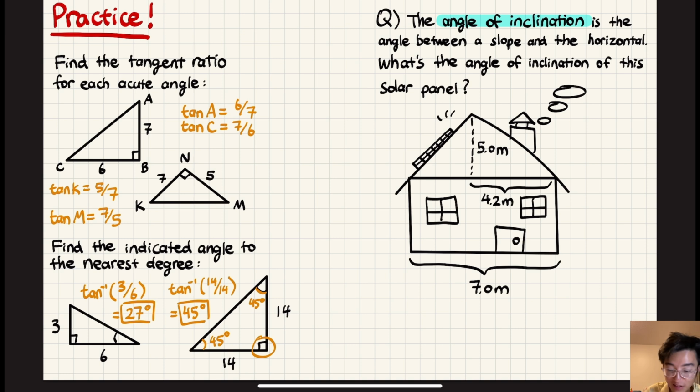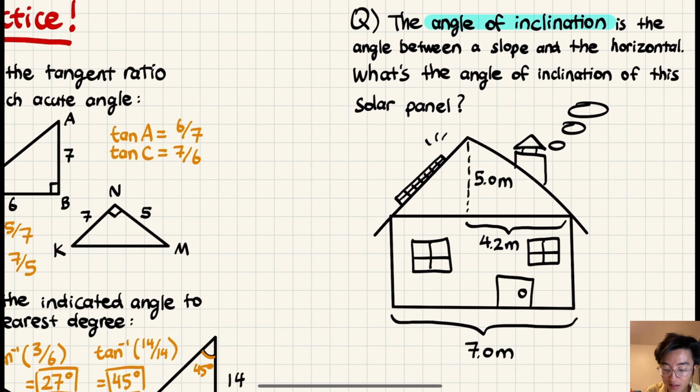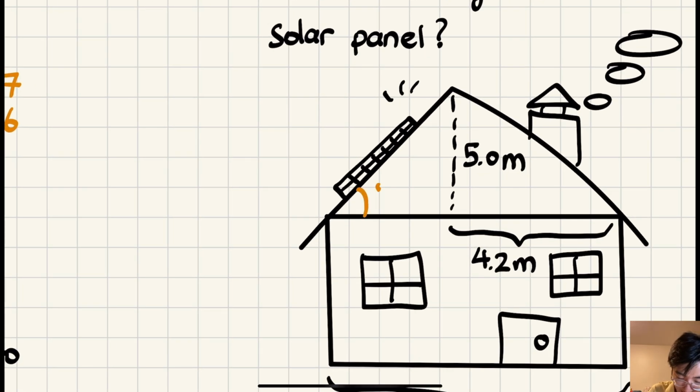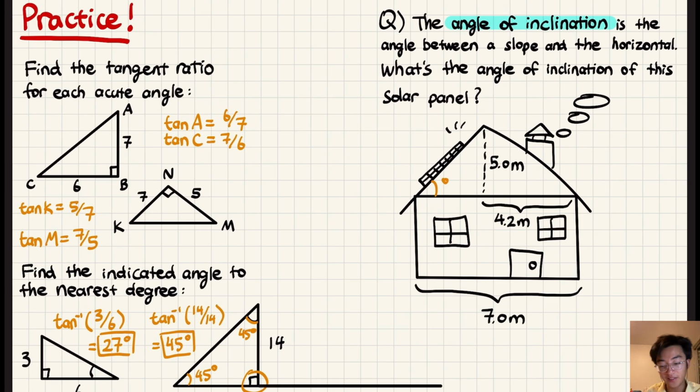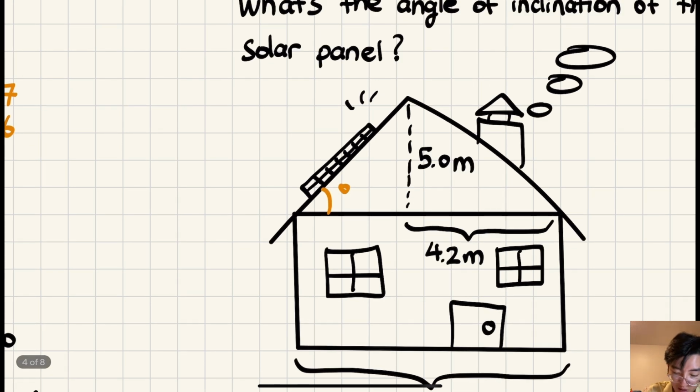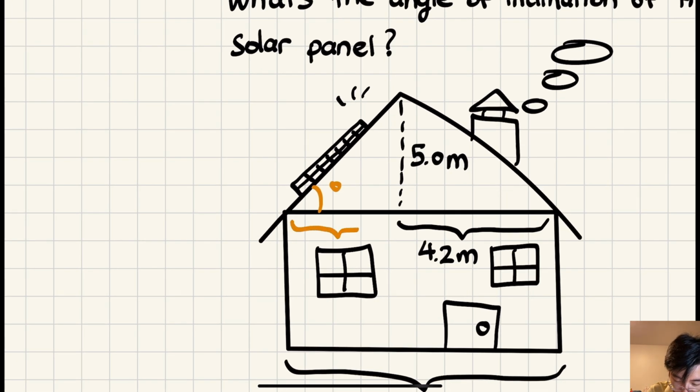Alright, now an interesting word problem. The angle of inclination is the angle between the slope and the horizontal. So in this question, it's this angle right here. So this is the angle of inclination. Horizontal, slope, right there, that's the angle of inclination. The question is asking for the angle of inclination for the solar panel. So we are almost given enough information. We just have to find out what is the length right here.